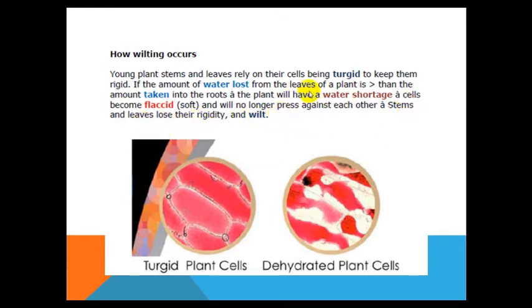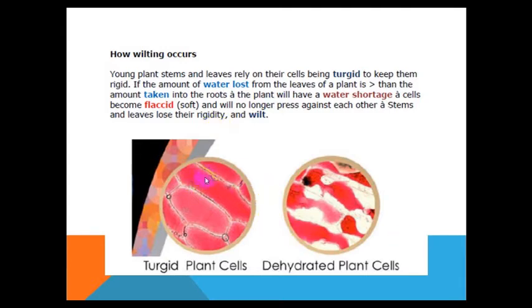This happens especially when you have a garden at home. You used to water your plants every evening. For example, you forgot to water your plant for the past 2 or 3 days. You will start to notice that your plant starts to wilt. That is because the amount of water being taken in by the roots is not enough compared to the water lost from the plant. So the cells inside the plant will stop pressing against each other and become flaccid, and then they wilt.